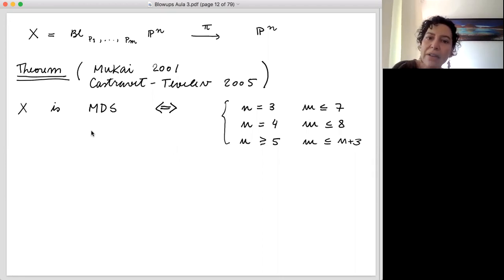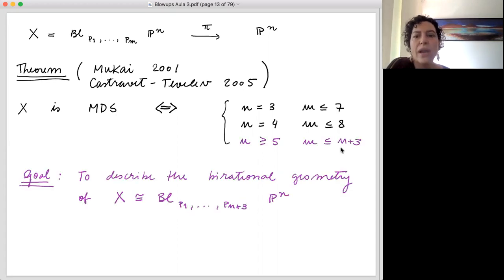So either the dimension is n and you blow up at most 7 points, or in the case where dimension is 4, you can blow up at most 8 points. And in general, for n greater or equal than 5, you can blow up n plus 3 points. And the goal for today is to describe the Mori chamber decomposition of the effective cone in this case, when X is the blow up of Pn at exactly n plus 3 points.